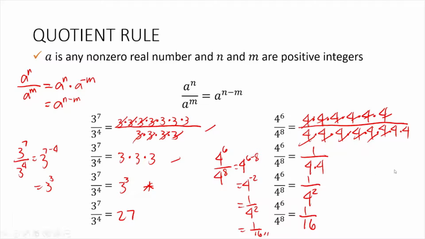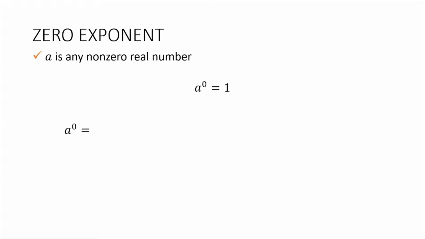Now let's talk about the zero exponent rule. Okay, this rule states that for any non-zero real number a, if we have a raised to the power of 0, then it's equal to 1. Okay, so any number, any expression raised to the power of 0, it's always equal to 1. Okay, you might be wondering why this is the case. So let's see what actually happened here. Okay, so we have a raised to 0, right?